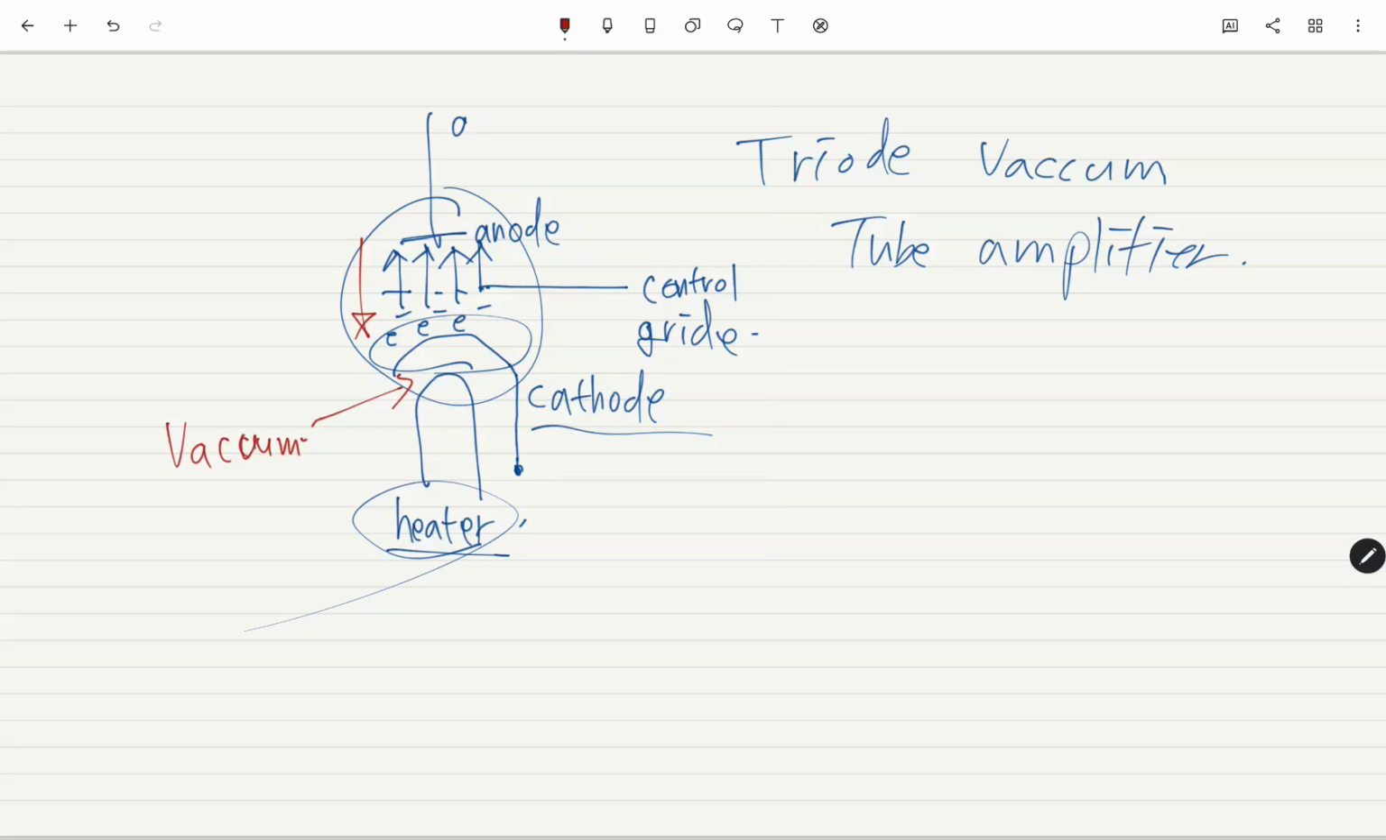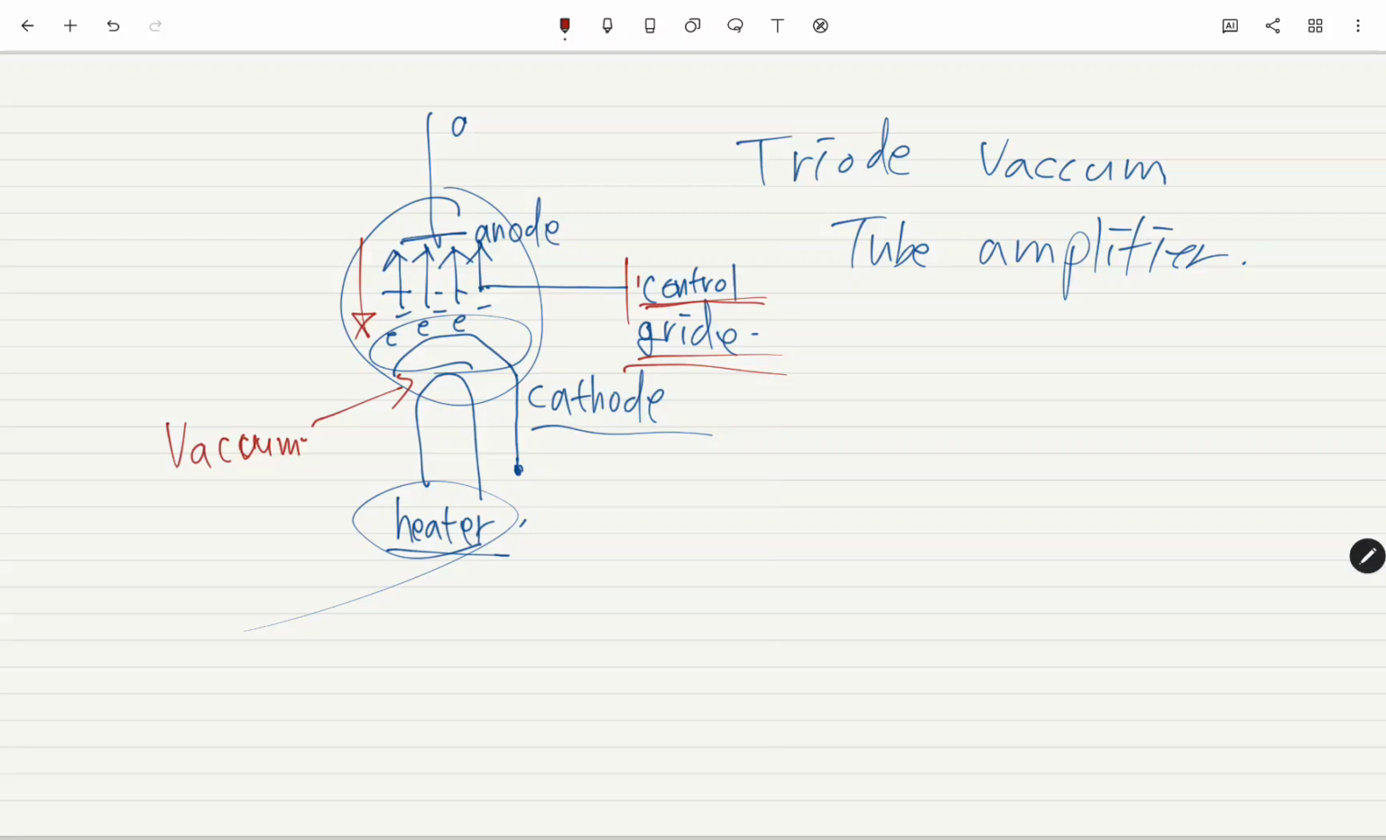In this case, if you heat up the cathode side, the cathode emits electrons. And now we have a control grid. What if you apply some positive bias? Then what is going to happen? Some of the electrons emitted from the cathode go to the control grid, right? So by controlling the control grid voltage, we can control the flow of electrons, right?